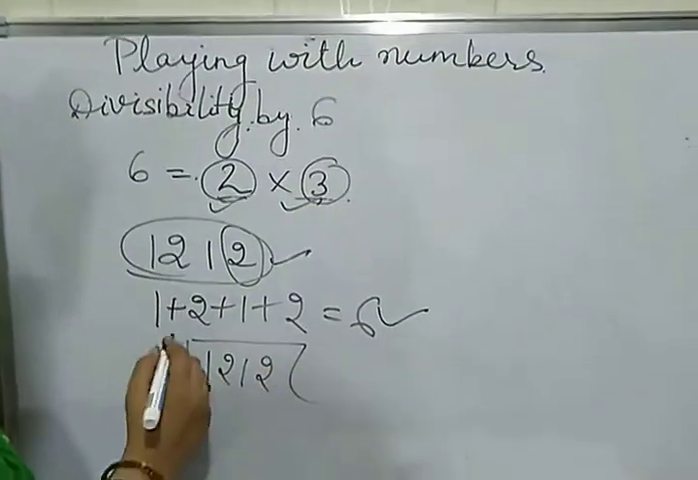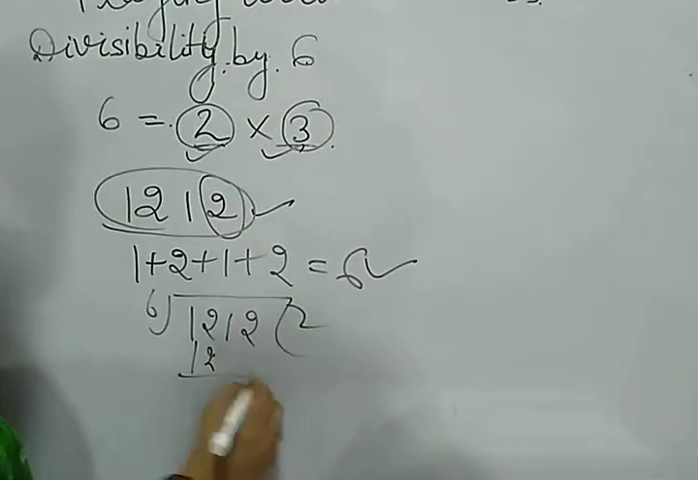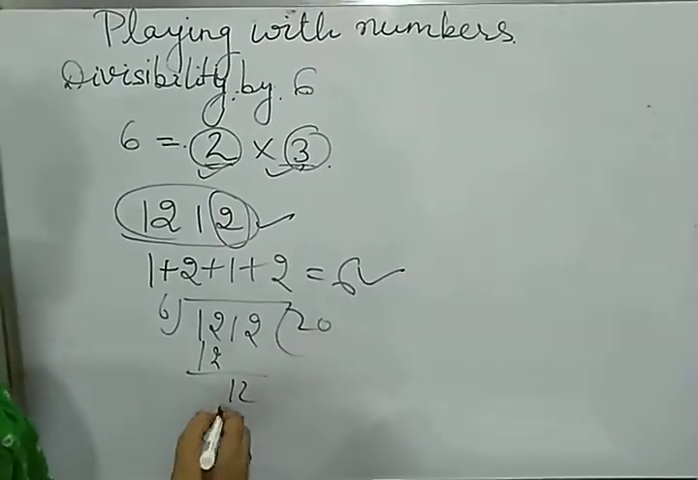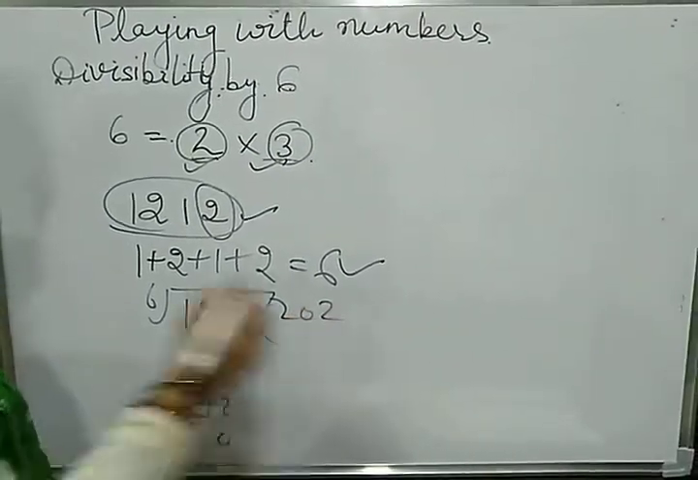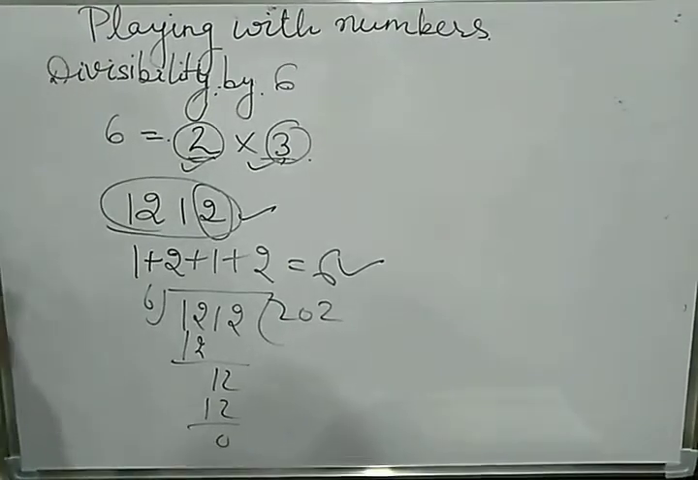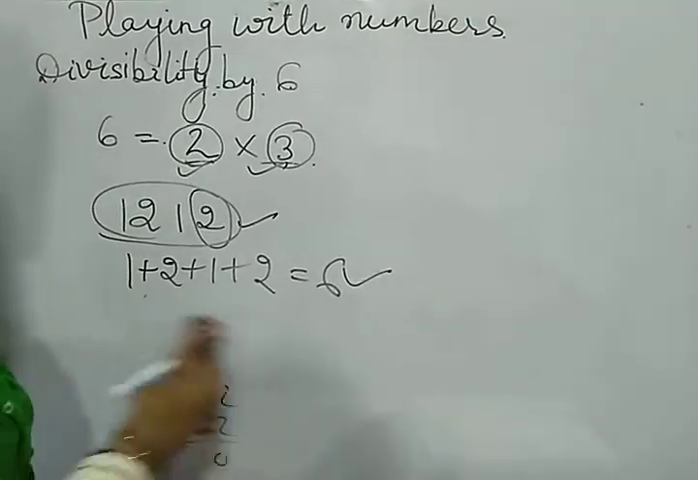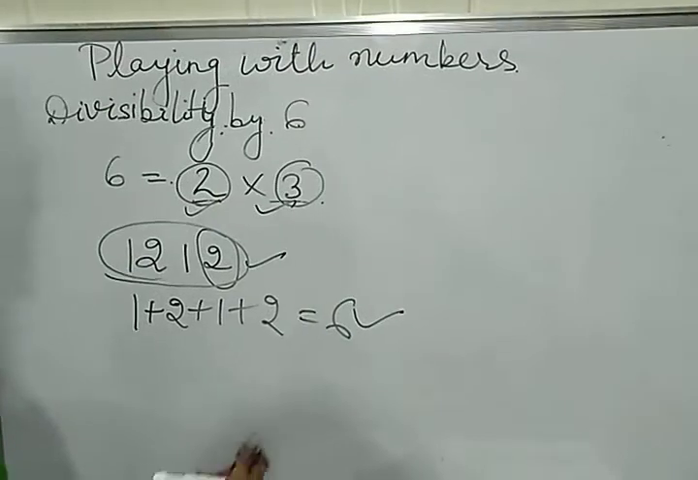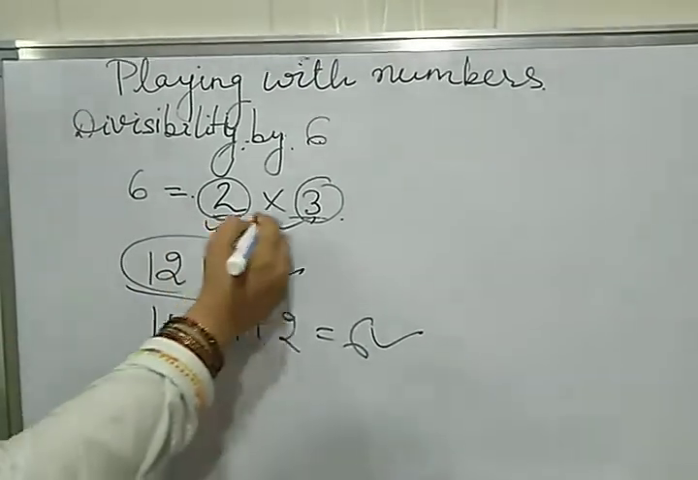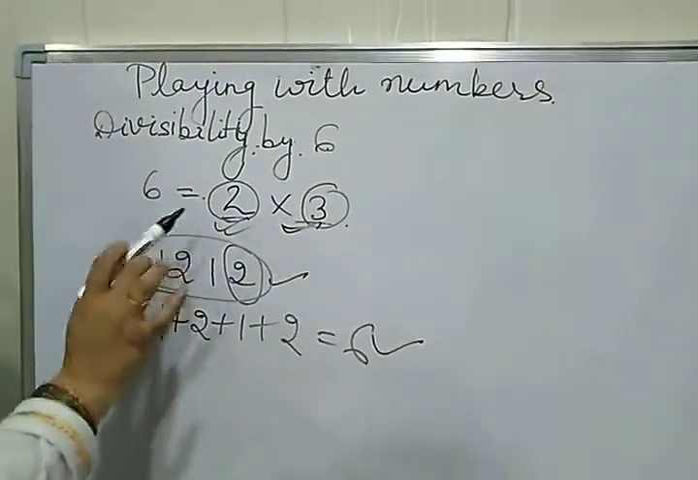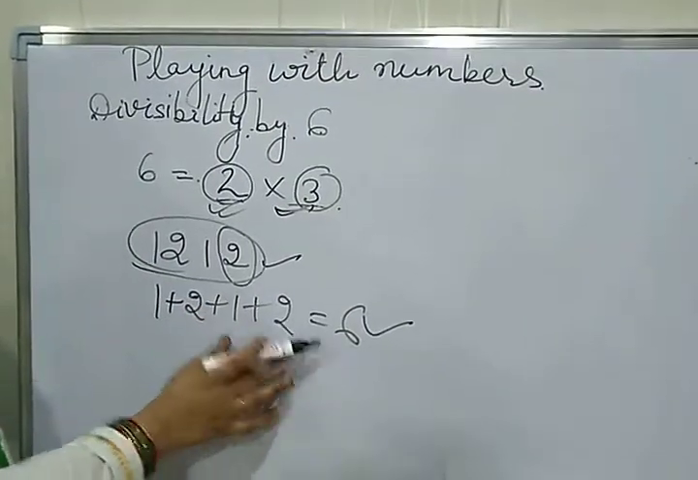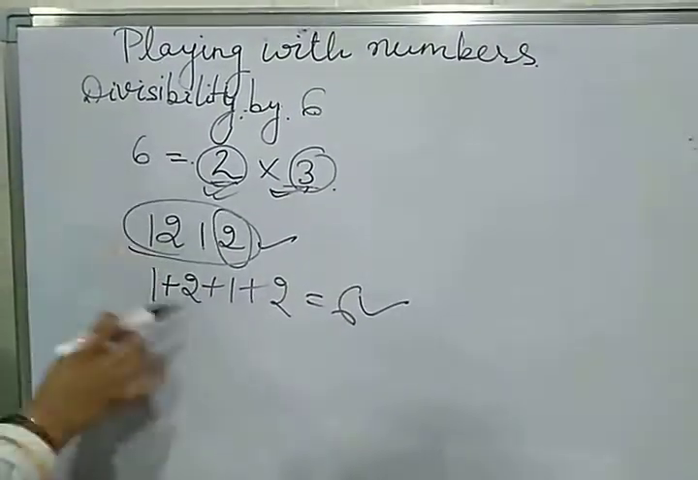Now, how do you see whether it is divisible by 6 or not? Without division you have to check. For that you will check the divisibility of 2 and 3 both. If the number is divisible by 2 and 3 both, then it will be divisible by 6 also.